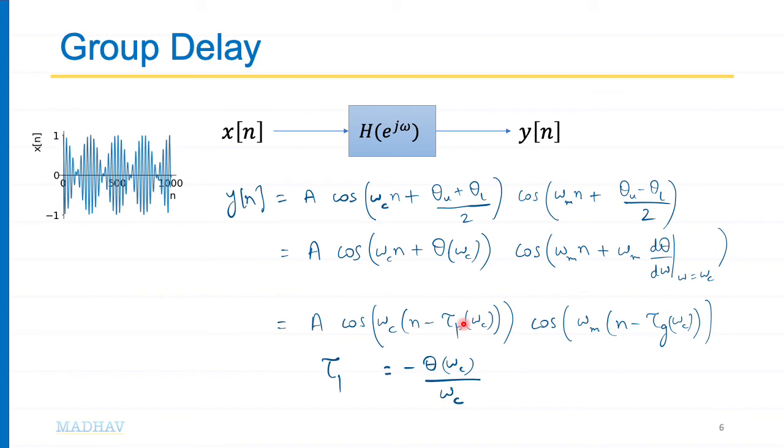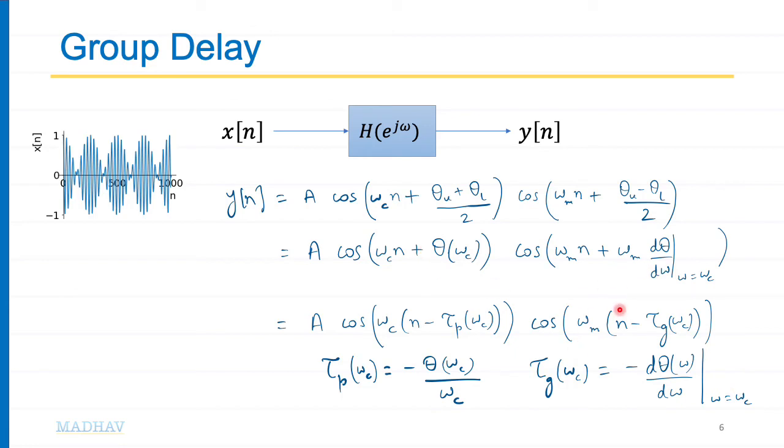So now this part is my tau p as a function of omega c, right? This part. And what about this part? This part is called tau g as a function of omega c, which is simply the derivative of theta omega at omega c. So these are two things.